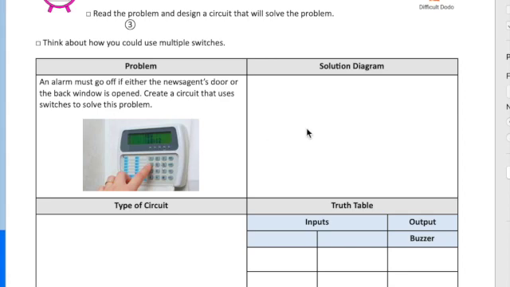So we need an alarm, so a buzzer, to go off either if the window or the door is opened. Okay, so give it your best shot, and I'll show you how to solve it afterwards if you can't do it.